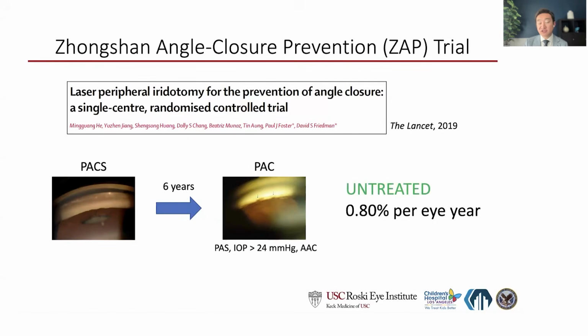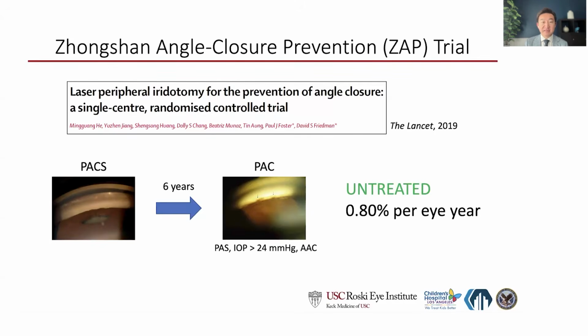The ZAP trial yielded two primary findings. The first is that LPI was effective. It reduced the risk of progression by around 50% over this timeframe. However, the ZAP trial also found that even when PACS eyes were not treated, the risk of progression was very low, at only 0.8% per eye year.